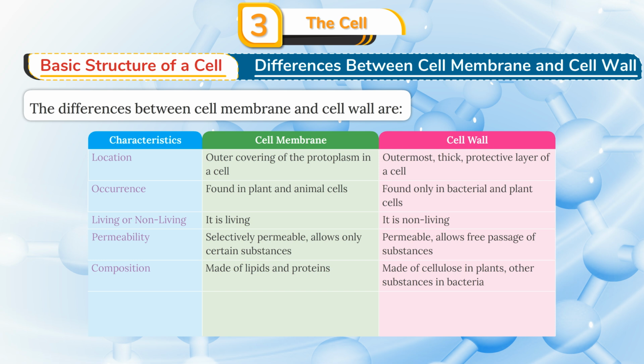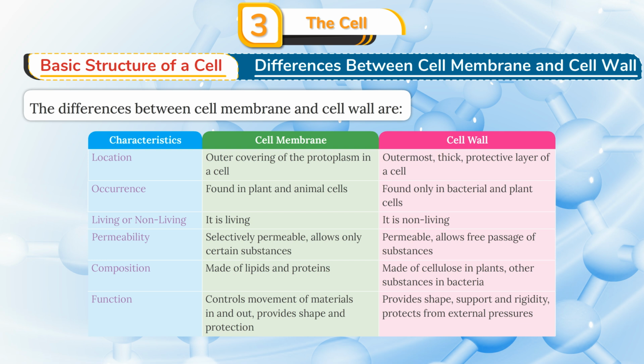Composition: the cell membrane is made of lipids and proteins; the cell wall is made of cellulose in plants and other substances in bacteria. Function: the cell membrane controls movement of materials in and out and provides shape and protection; the cell wall provides shape, support and rigidity, and protects from external pressures.